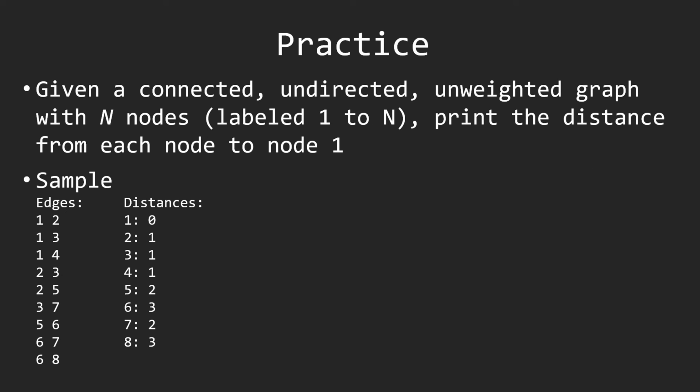All right, so just as an exercise for you to try out: given a connected, undirected, unweighted graph with n nodes labeled 1 to n, print the distance from each node to node 1. So you can see here in the sample, I've given all the edges: 1-2, 1-3, 1-4, 2-3, 2-5, 3-7, 5-6, 6-7, 6-8. And the distances from 1 to 1 is 0, 1 to 2 is 1, 1 to 3 is 1, 1 to 4 is 1, 1 to 5 is 2, 1 to 6 is 3, 1 to 7 is 2, and 1 to 8 is 3. So try out this example here. If you can get it, that's awesome.